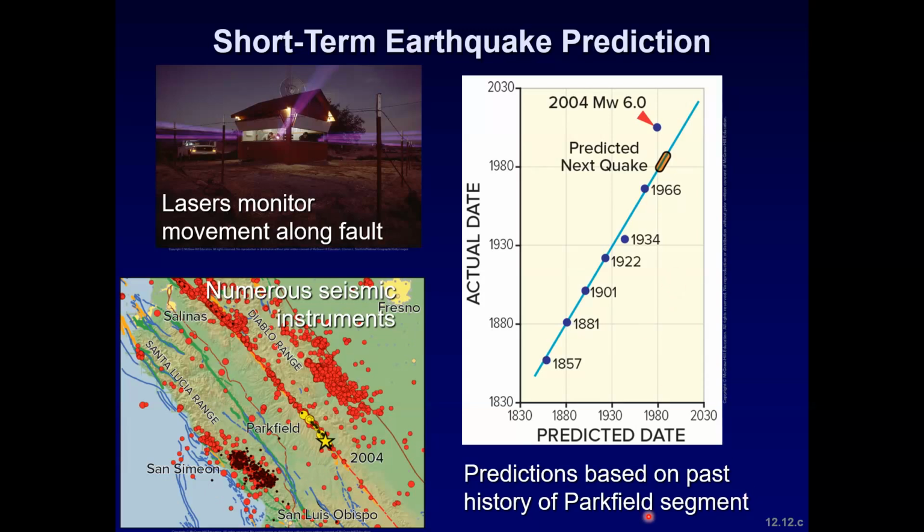Let's see. We have these predictions based on the history of activity on a fault. They could be problematic because we can't really predict exactly what will happen in the future. We can document past events. We can monitor movements, but we can't say exactly what will happen when, unfortunately.